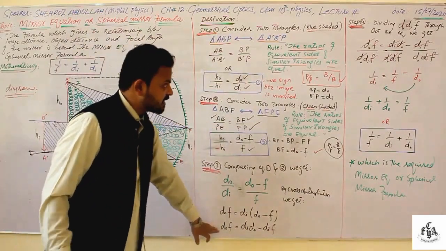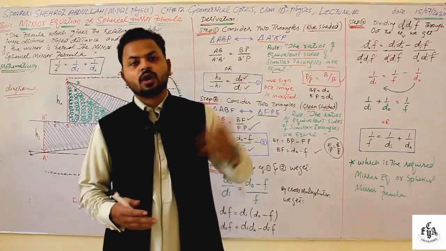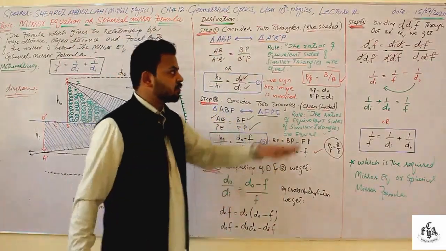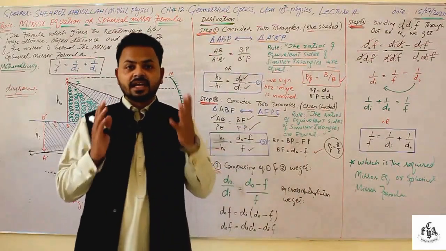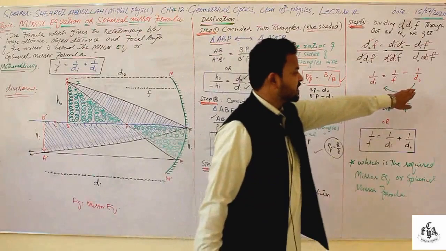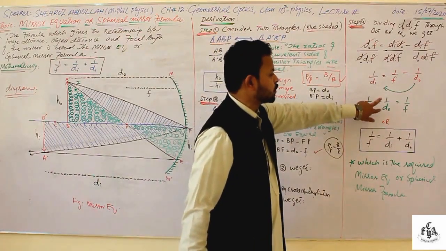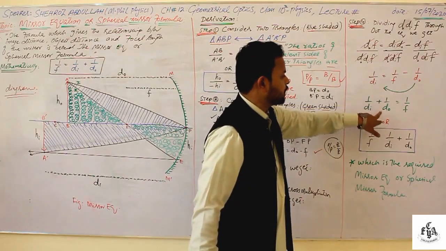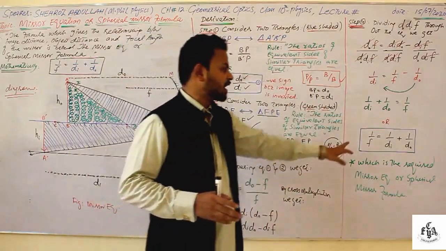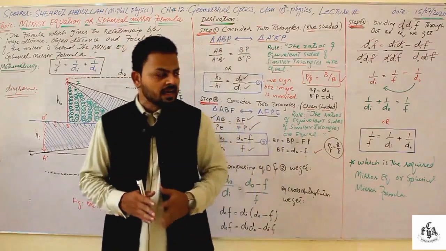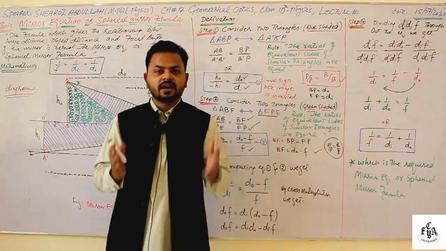We got this result and come to step 4. In step 4 we have divided by D naught DI throughout the equation, meaning on each term. We have got 1 over DI is equal to 1 over f minus 1 over D naught. Shifting 1 over D naught to the right side, 1 over DI plus 1 over D naught is equal to 1 over f. In other words, 1 over f is equal to 1 over DI plus 1 over D naught, which is the required mirror equation or spherical mirror formula.